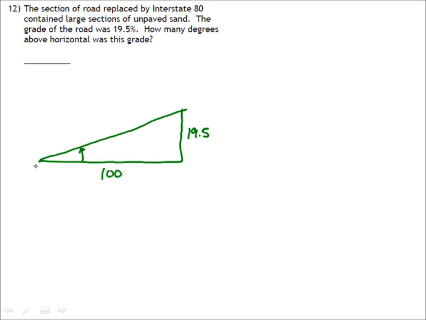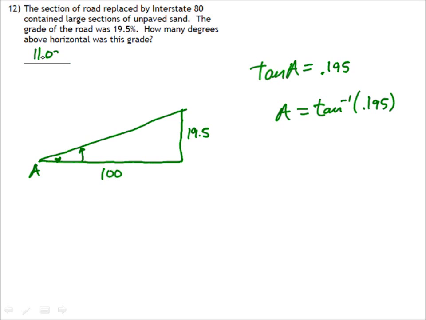So I'm going to go ahead and call this A just to write it in the equation. I will say that the tangent of angle A is equal to 19.5 divided by 100, which is 0.195. So A itself is going to be the inverse tangent of 0.195. And when we plug that into our calculator, we see that we are looking at 11.03 rounded to the nearest hundredth, 11.03 degrees. Probably 11 would be a more appropriate rounding for this problem.